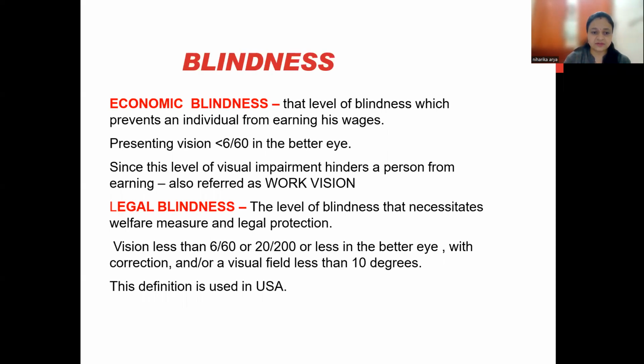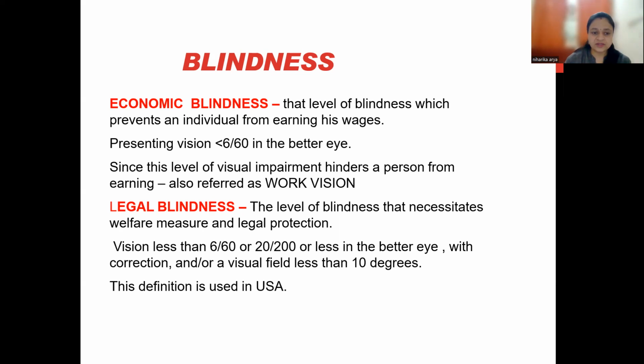Blindness. So what is blindness? Blindness is divided into many subtypes. First is economic blindness, that level of blindness which prevents an individual from earning his wages, that is, presenting vision of less than 6/60 in the better eye. If the vision in the better eye is less than 6/60 and it hampers the day routine activity of a person, that is known as economic blindness. Since this level of visual impairment hinders a person from earning, it is also referred to as work vision.